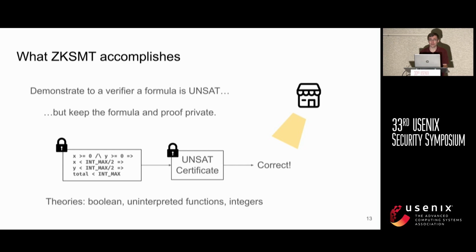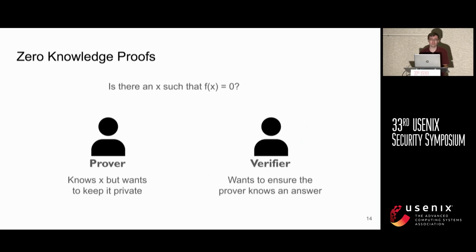Although we design it in a way that it could most likely be easily extended to handle new theories fairly quickly. So I know this is a zero knowledge session, but just to make sure everyone's on the same page for zero knowledge proofs, the way you can think about them as it relates to this is, you have some sort of function f. You're interested in the question, is there an input x such that f of x equals 0? You have two parties, a prover and a verifier.